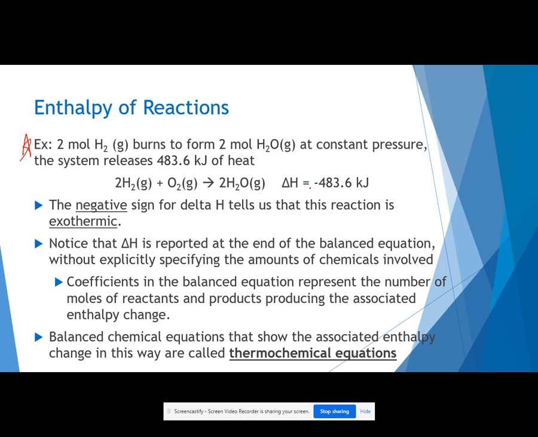I'm releasing heat. Now notice the delta H is reported at the end of a balanced equation, and it doesn't tell you the amounts of chemicals involved. That is because this number applies to a balanced chemical equation. So we like to use coefficients to represent this number. So whenever you have this equation, the coefficients are 2, 1, 2, this number will always be negative 483.6 kilojoules. But if we change this reaction in any way, it's going to change our delta H. And we're going to talk about how it would be changed in different situations.